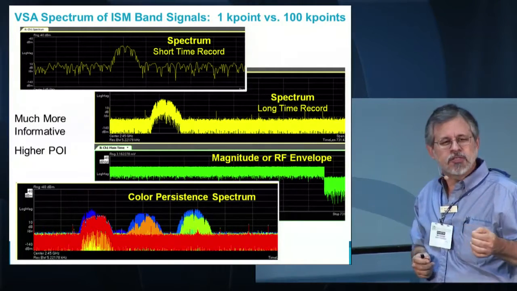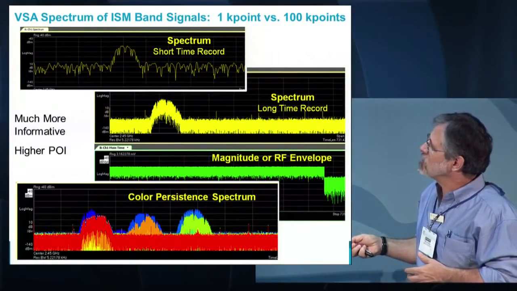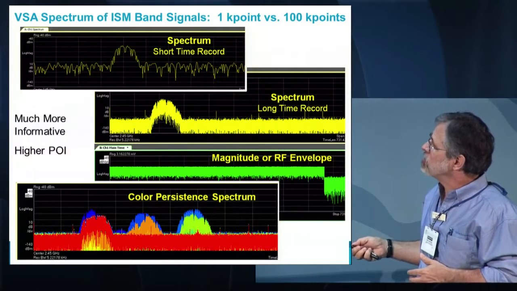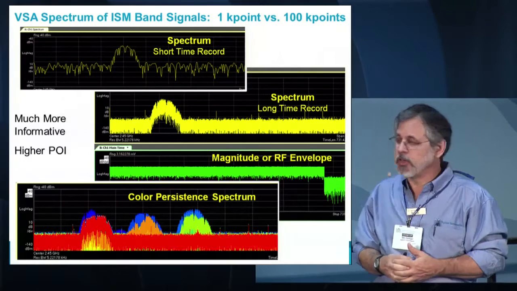But a bit ago I mentioned something about probability of intercept. With the vector signal analyzers, you can use very, very large block sizes for your FFTs. So in this case, I used, I think, a 25,000 point FFT instead of a 1,000 point FFT, and I get much closer to a real-time measurement. I get much better probability of intercept.